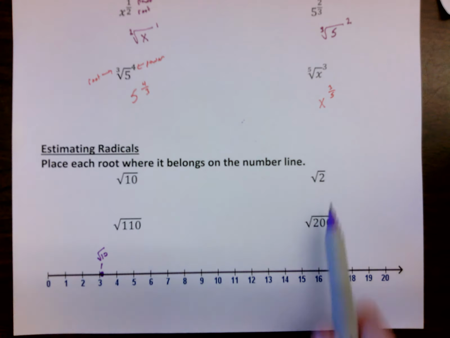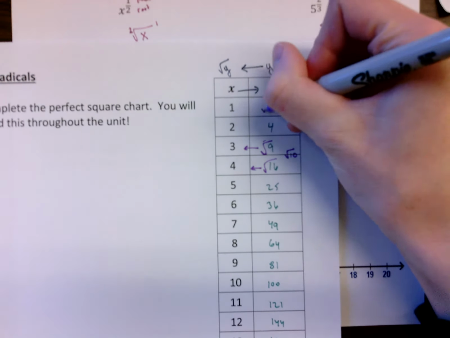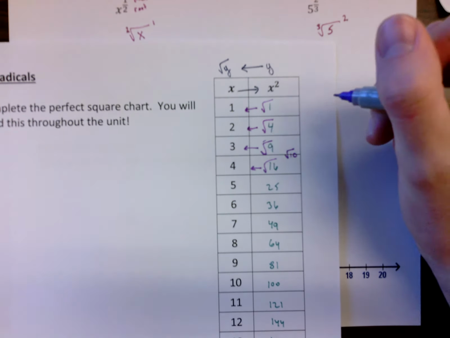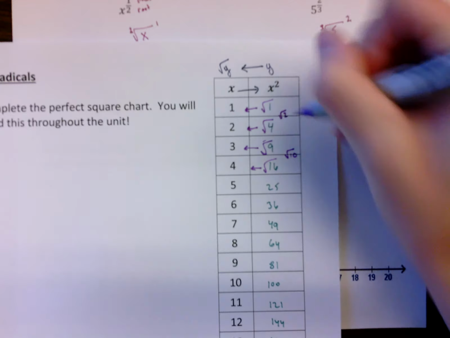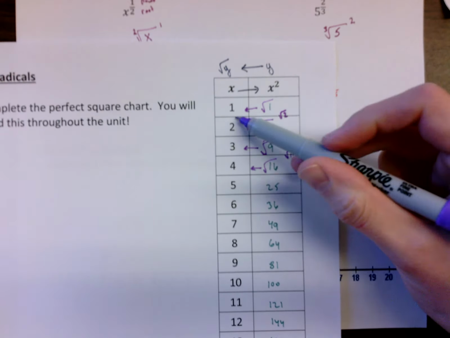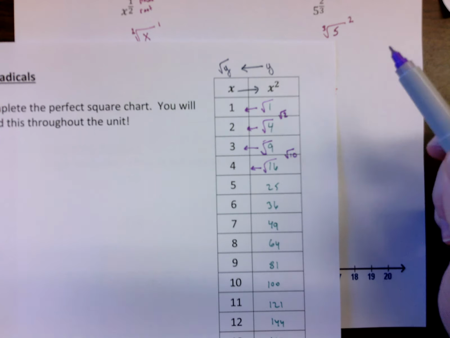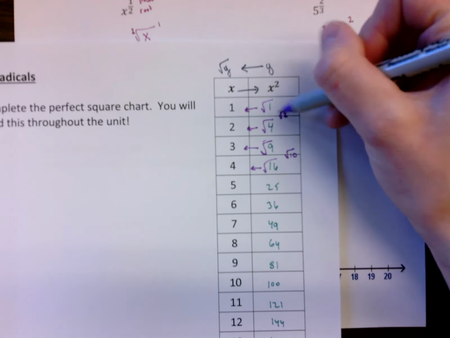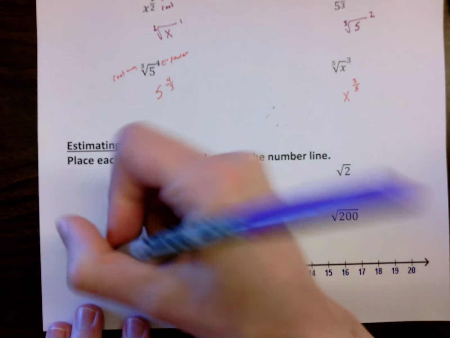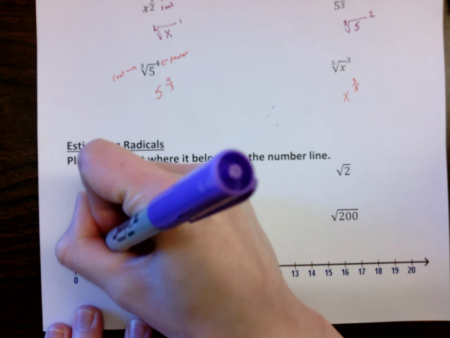All right, next one, square root of 2. I'm looking over here. I know the square root of 1 would be 1, and I know the square root of 4 would be 2. So the square root of 2 would go somewhere between those two. So if the square root of 1 is 1 and the square root of 4 is 2, then it's going to be between 1 and 2. And since 2 is a little bit closer to 1 than it is to 4, it's going to be a little bit closer to 1 on your number line. So I'm going to go between 1 and 2, a little bit closer to 1, and that's where the square root of 2 goes.